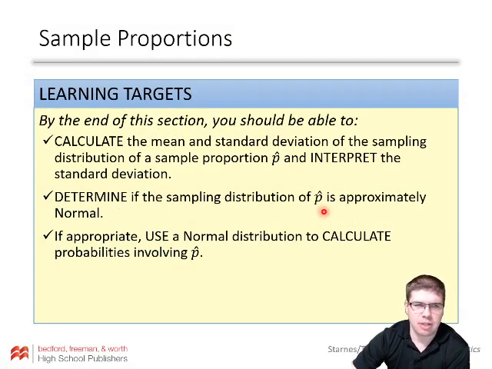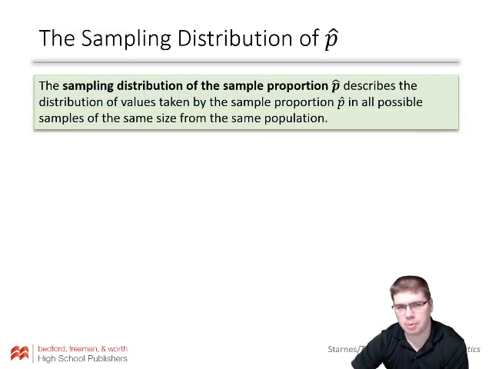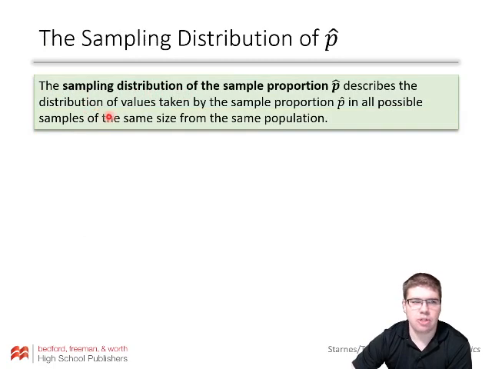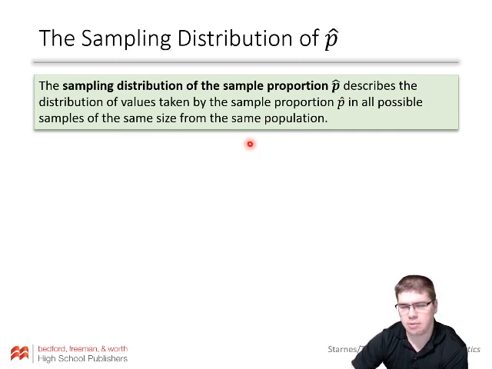Determine if the sampling distribution of p hat is approximately normal, and if appropriate, use a normal distribution to calculate probabilities involving p hat. So the sampling distribution of the sample proportion p hat describes the distribution of values taken by the sample proportion p hat in all possible samples of the same size from the same population.